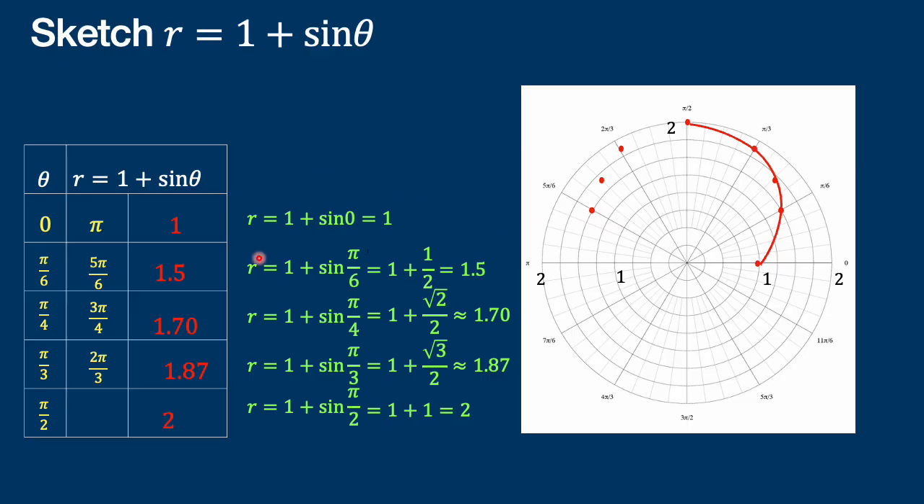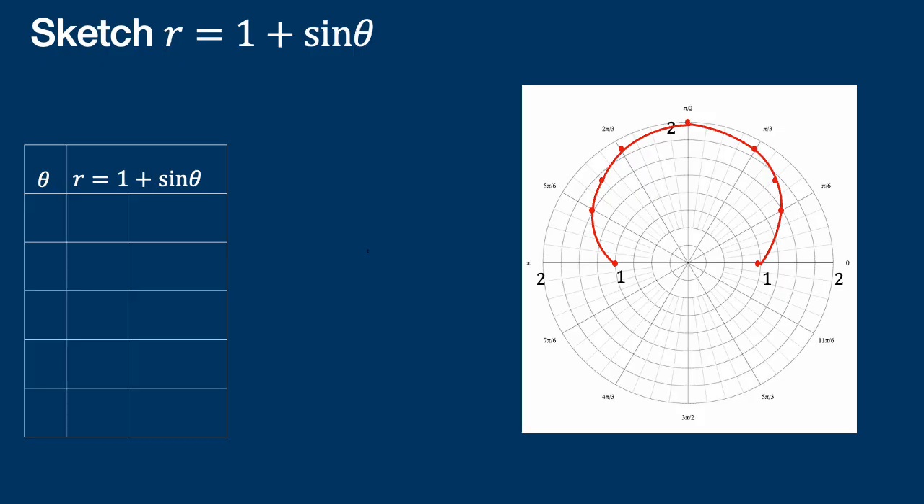So now let's go to pi. Sine pi is going to be what? 0, right? So r is 1. The angle pi is right here, r value is 1. You're going to plot 1. So you're going to connect it. That's the second quadrant angle.